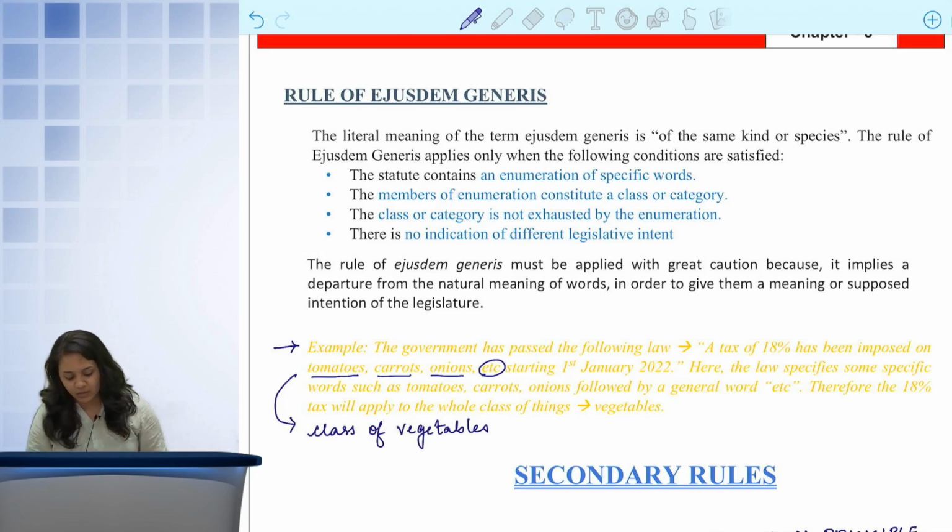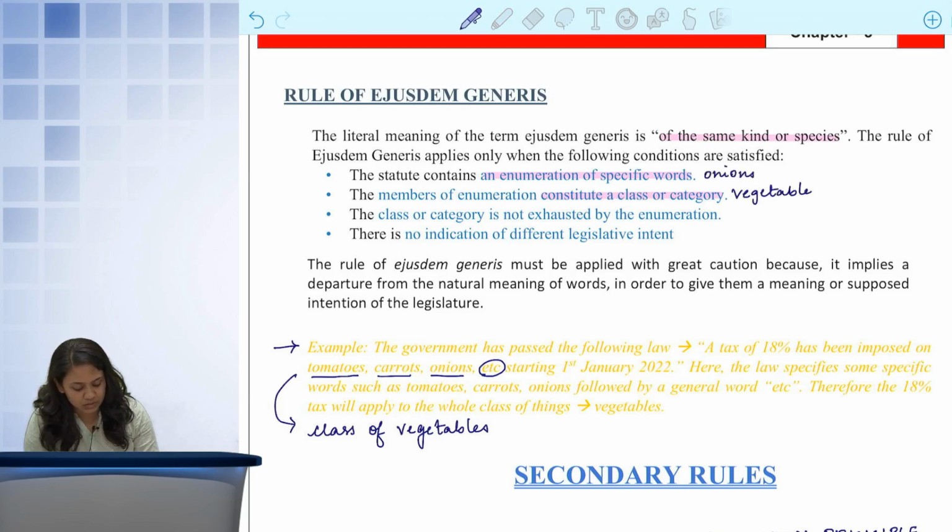So let's break down the rule of ejusdem generis here. The literal meaning of the words ejusdem generis means of the same kind or species. So it applies in the case of the following four scenarios. That means the following conditions must be satisfied before we can apply the rule of ejusdem generis. One, there's an enumeration of specific words. That means onions, tomatoes, carrots. There are specific words being enumerated in the law. Two, they belong to a certain class or category. In this case, which class or category do they fall under? They fall under the vegetable category.